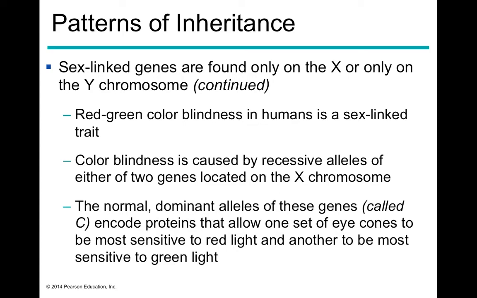Example of this is red-green color blindness. It's very common in the male population. It's caused by a recessive allele on either of two different genes located on the X chromosome. The normal allele, we're going to call it C with a capital C, just like you would normally have a dominant and recessive relationship.